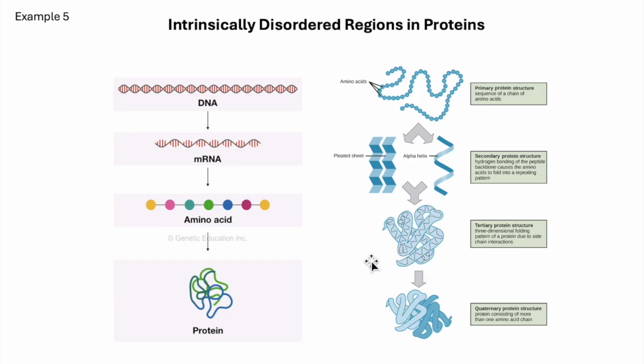And so textbook biology teaches that the primary sequence of a protein, that is the sequence of amino acids in this chain, is what determines how a protein folds. And that's pretty much all the information that a protein needs for it to fold by itself.